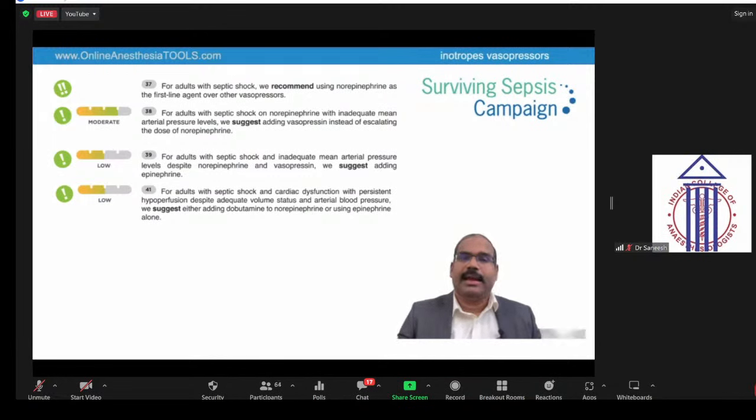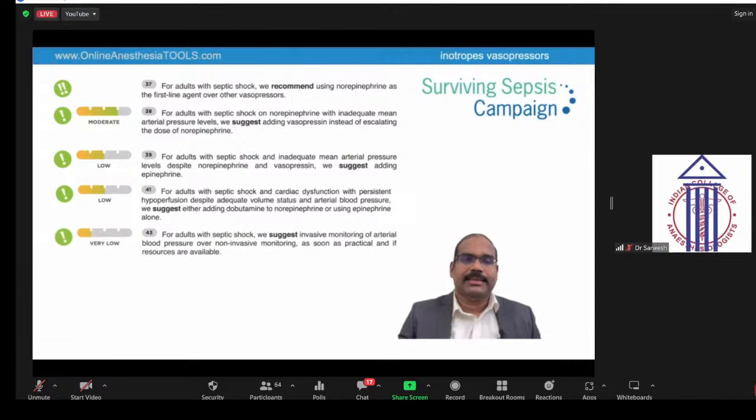Dobutamine is the first line inotropic agent in septic patients as suggested by the Surviving Sepsis Campaign. Milrinone is recommended only in patients that are chronically beta blocked or with chronic heart failure whose adrenergic receptors are desensitized.